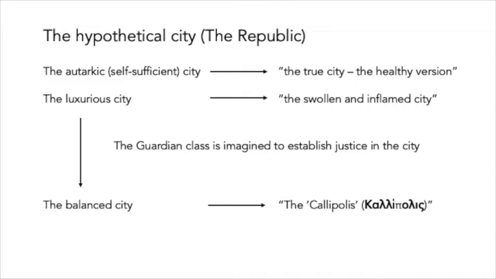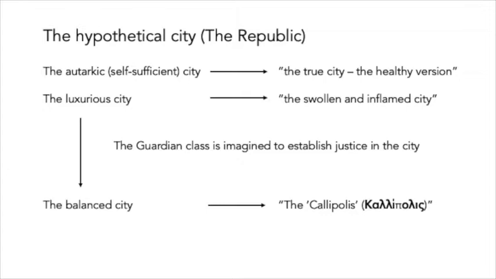Glaucon intervenes and accuses him of having constructed what he calls a city of pigs, meaning a city that barely rises, or only rises, to cover the bare necessities. And there are no other additional elements in this first city that Socrates constructs. This is not, in other words, a realistic city. This is not how people live. And so they proceed to construct what Socrates calls a luxurious city, which he then also describes as an inflamed and swollen, or we might say a feverish city.